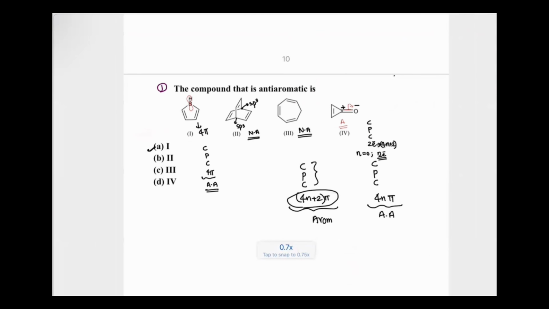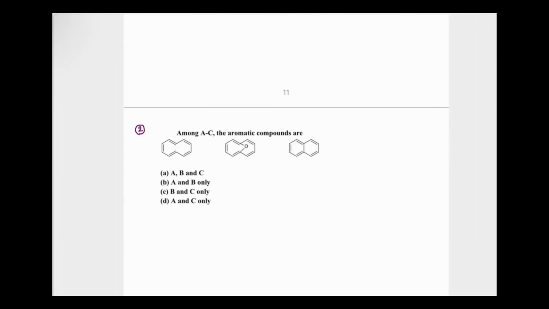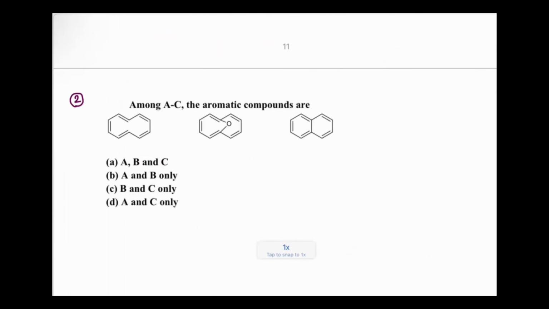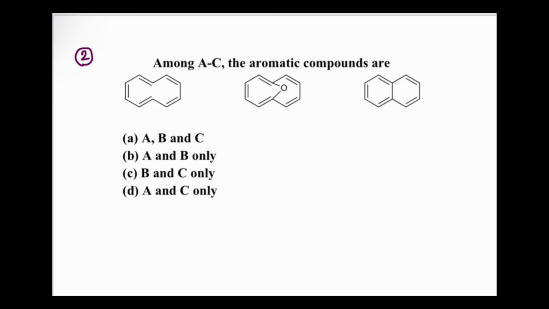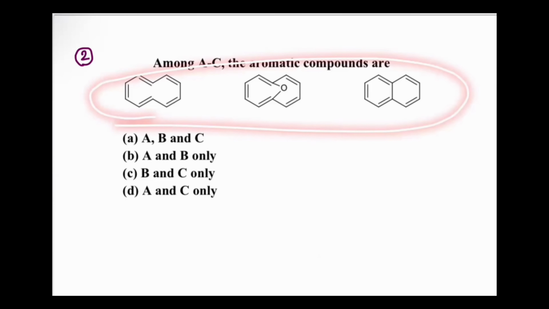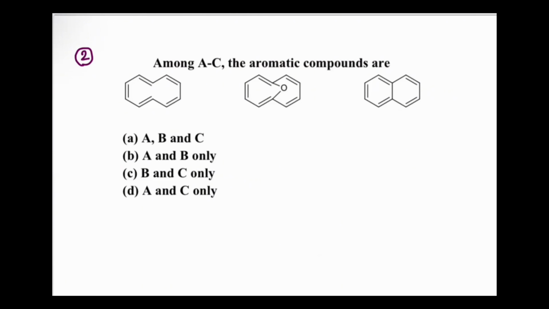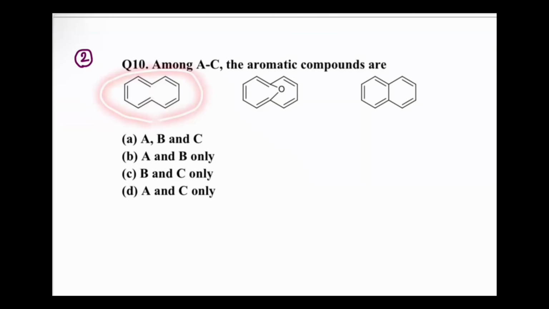And now we'll move to the second question in aromaticity. That is, among A to C compounds, the aromatic compounds are. So we have been given 3 compounds here, and we need to find the aromatic compound among these 3. And we have already seen this molecule in the aromatic chapter.